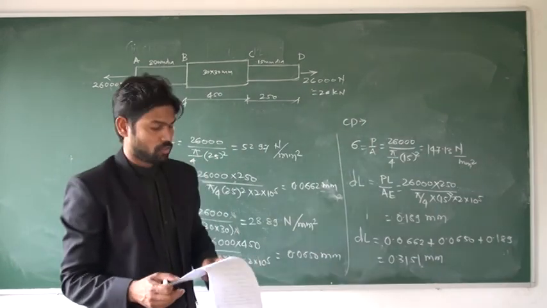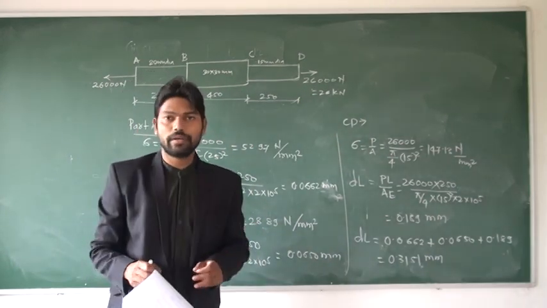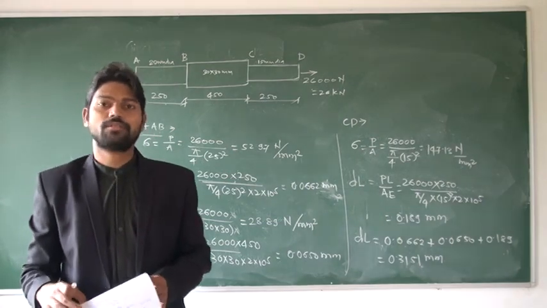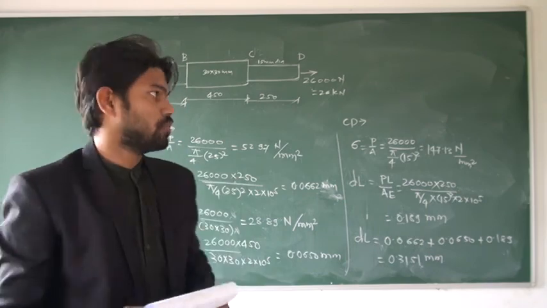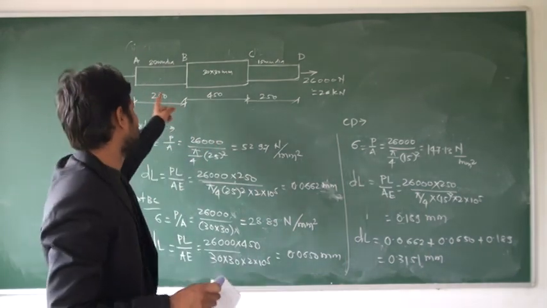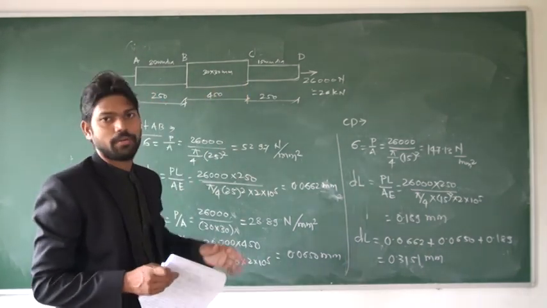Okay. So this is how you can calculate the elongation, the extension, as well as the stress in the rod when the rod is of varying section. Now this rod is of varying section. This section is very different. This is different. This is different.